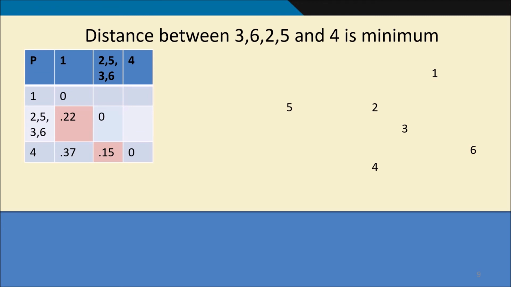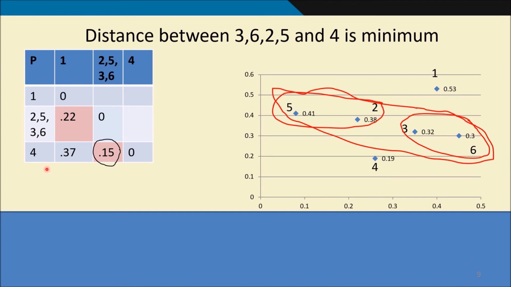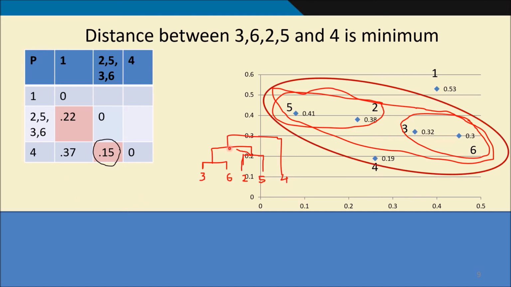We are going to look at the least number that is existing in the matrix, and that is 0.15. So now we have to combine this cluster with 4. So the cluster that we had created till now was this. Now we also have to combine 4 into this cluster. So the dendrogram would be updated. 4 would have to be attached to the cluster, and the new cluster looks like this.